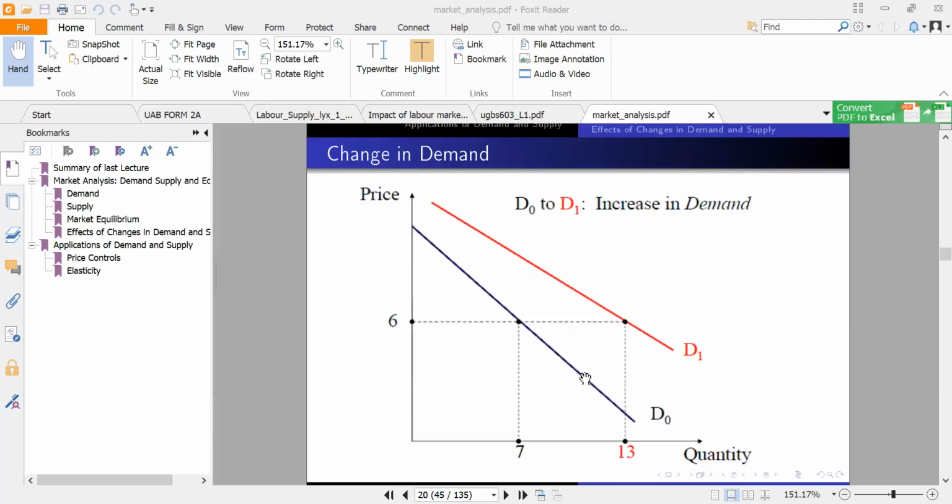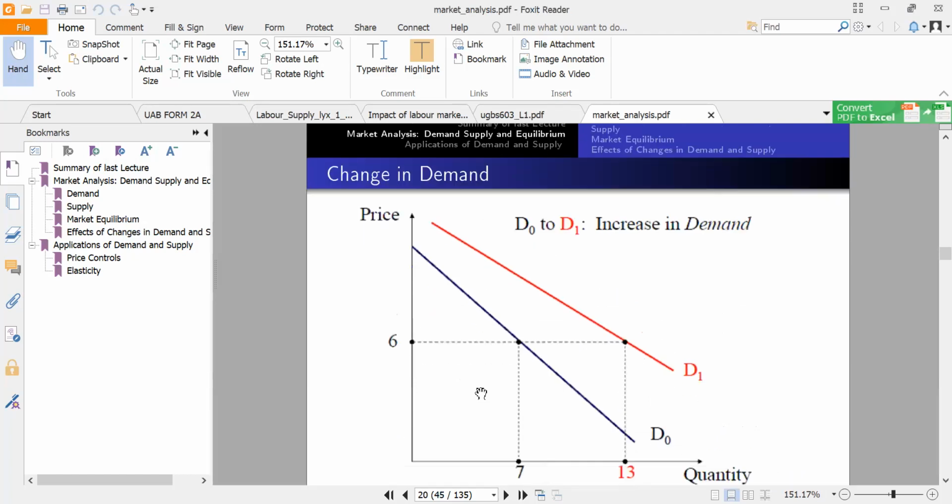All right. So this is a change in demand. The demand curve has shifted from D0 to D1, and it's an increase in demand. If it had shifted inwardly, that would have been a decrease in demand.